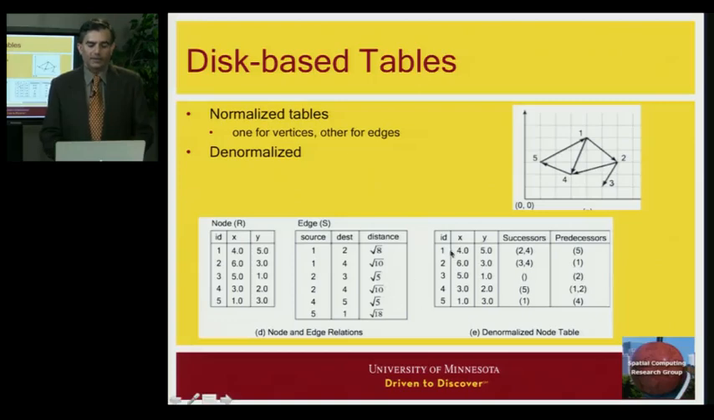Notice that in this particular table there are 5 rows, 1 per node, and for each node we have listed the successor nodes as well as predecessors. And this table is often preferred over the normalized version for shortest path queries or other graph queries.